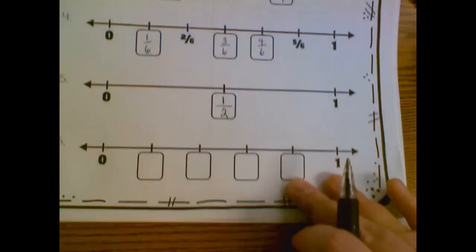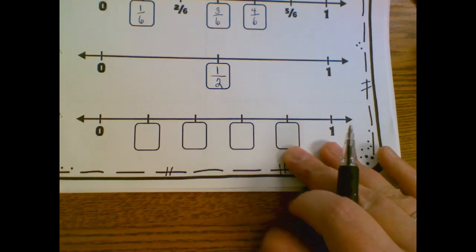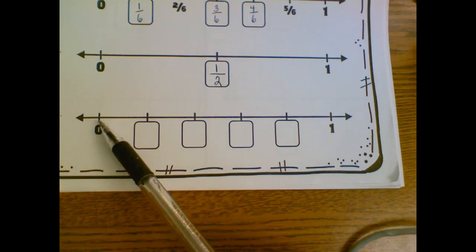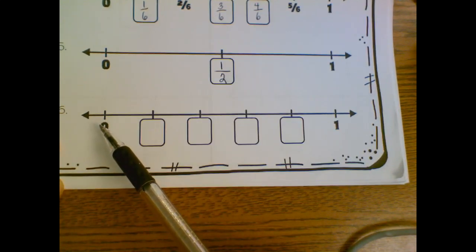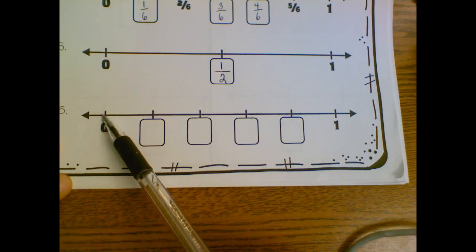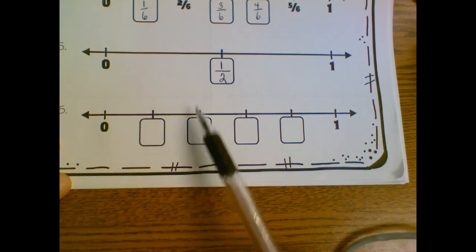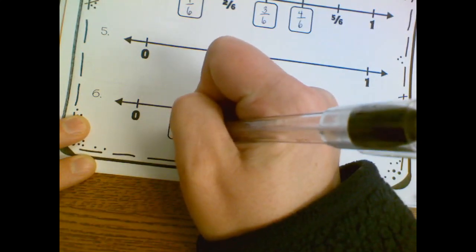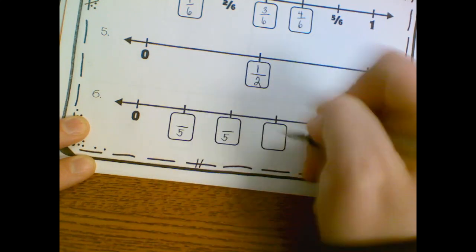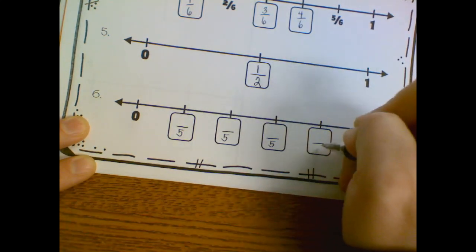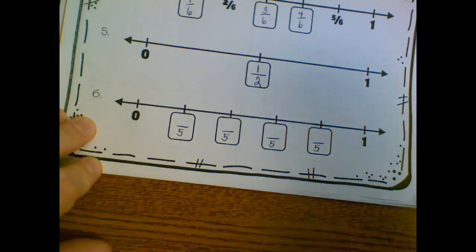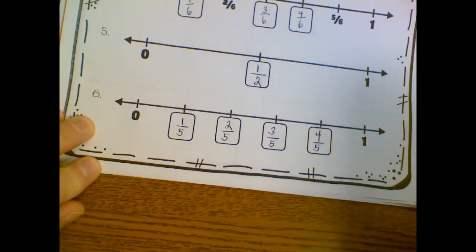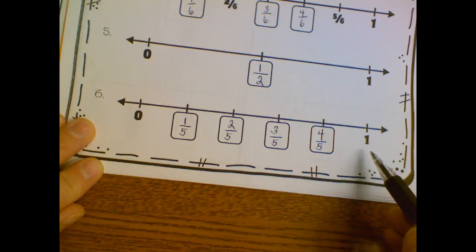All right, last one on this page. So let's determine what our denominator will be. Let's start at the 0 and let's see how many jumps it will take to get to 1 whole. Ready? 1, 2, 3, 4, 5. So if I want, I could fill in my denominators first. You don't have to, but you can. And now, let's fill in our numerators. 1, 2, 3, 4, and the 1 whole would be 5/5.